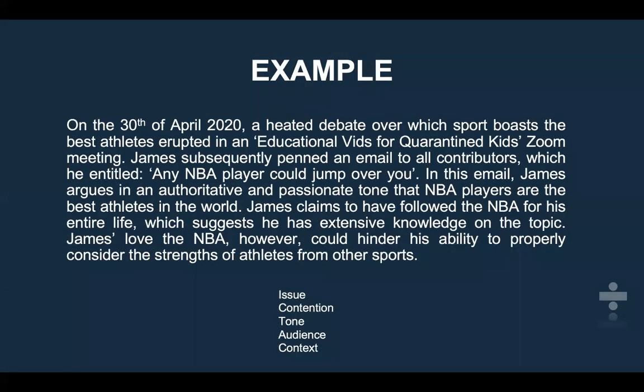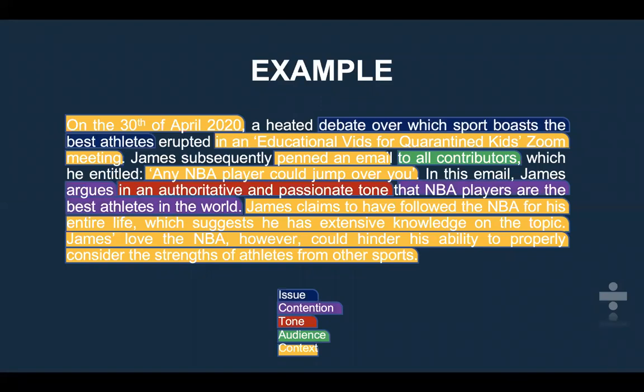Awesome. Now, this is one that I've put together before, and I guarantee you that you will not find anything in this paragraph that is not included in my list of core ingredients. To prove my point, let's highlight the various aspects of the text. So the issue in blue, there we go, the contention in purple, the tone in red, the audience in green, and the context in yellow. See, virtually all of it is highlighted. Only the connective words and phrases are not coloured in.